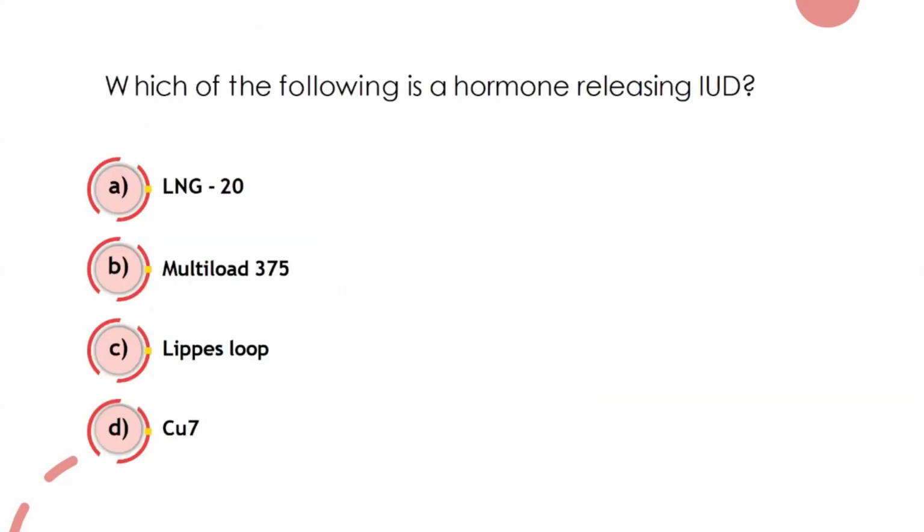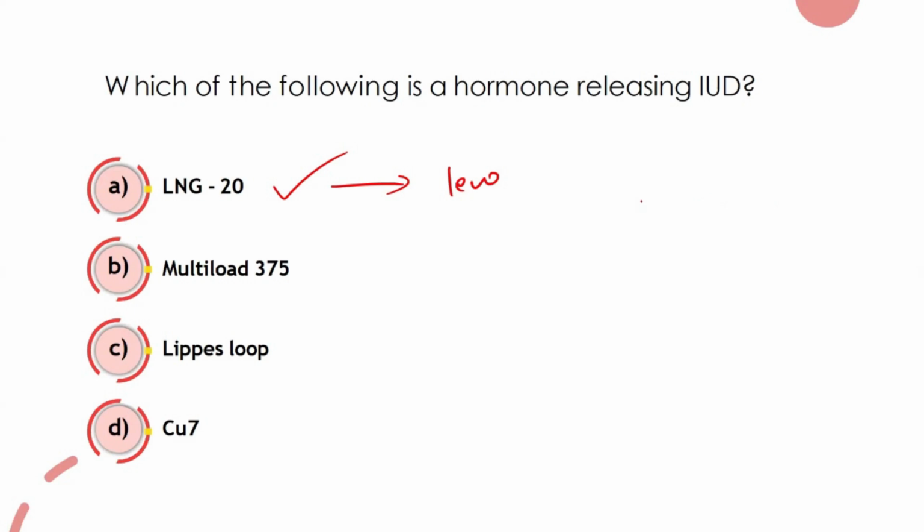Which of the following is a hormone releasing IUD? Which of them are hormone releasing IUDs? Just now I told you, something that is releasing levonorgestrel. So what is the option here? LNG20. Yes or no? It is the one which releases levonorgestrel. And how many years will it act, 1 year or 5 years? 5 years.